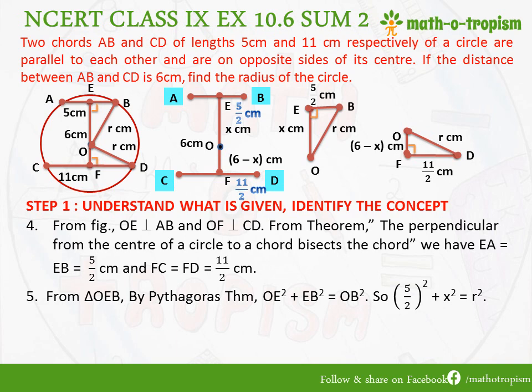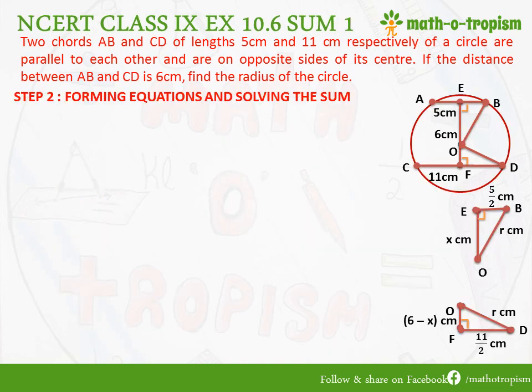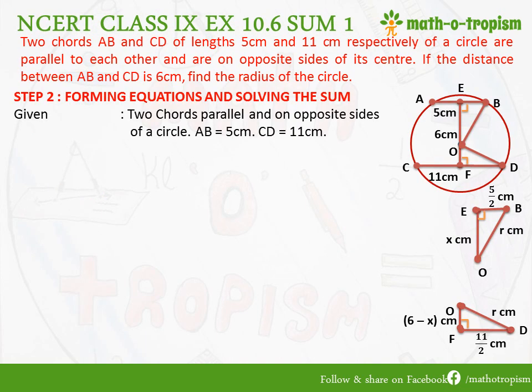OEB, by Pythagoras theorem, OE square plus EB square is equal to OB square. Which means 5 by 2 the whole square plus x square is equal to r square. Similarly with the other right-angled triangle OFD, we have OF square plus FD square is equal to OD square. So 11 by 2 the whole square plus (6 minus x) square is equal to r square. From these two equations we can see that both right-hand sides are r square. So we can equate the two equations to get x, and then substitute in one equation to get r. This is how we are going to proceed, forming equations and solving the sum.